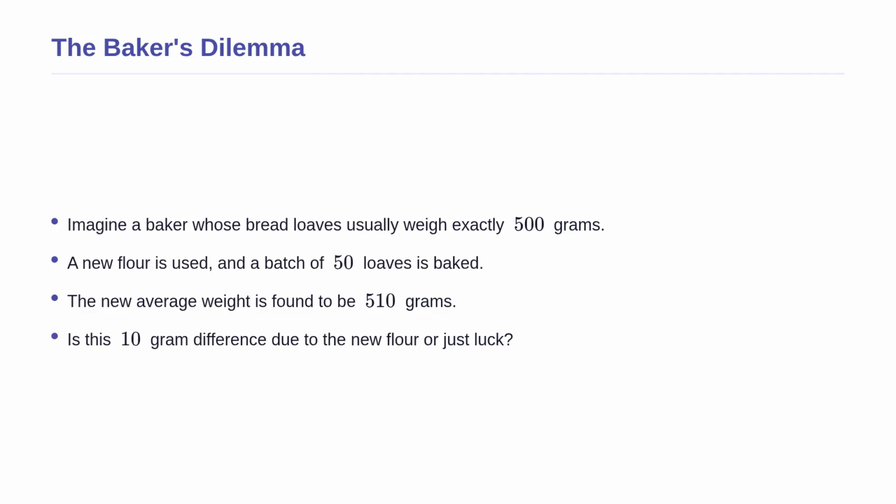Let us start with a simple, intuitive scenario. Imagine you are a baker who makes loaves of bread that usually weigh exactly 500 grams. One day, you buy a new type of flour, and you want to know if it changed the average weight of your bread. You bake a batch of 50 loaves and find their average weight is now 510 grams. This brings up a crucial question. Is this 10-gram difference just random luck, or did the new flour actually change the weight? This is the exact type of problem we face in biology every day.